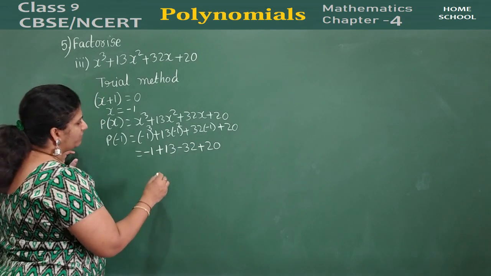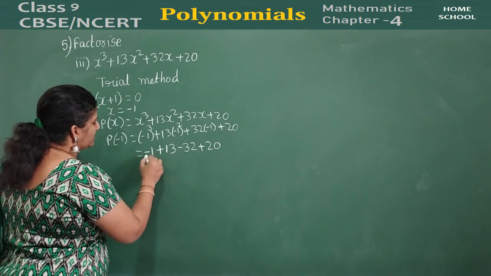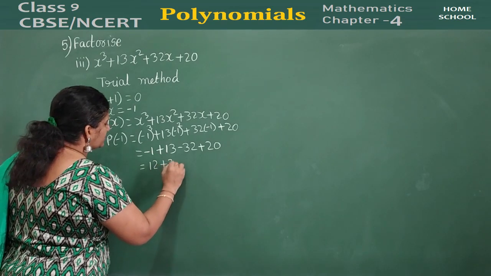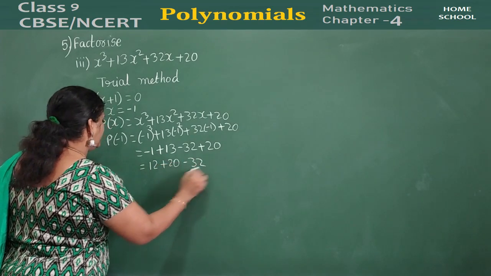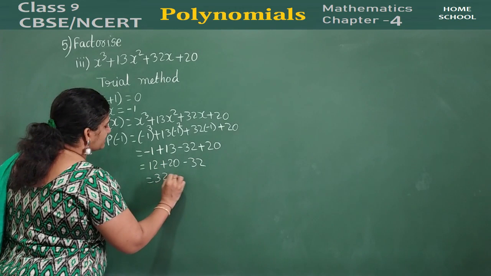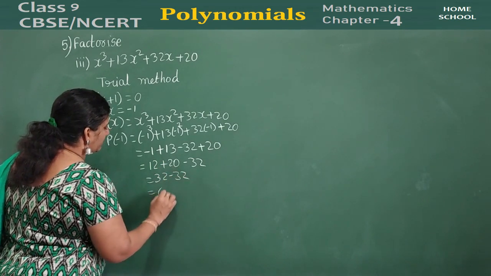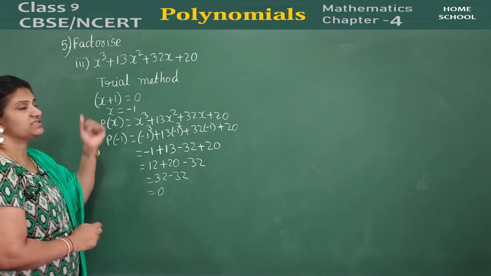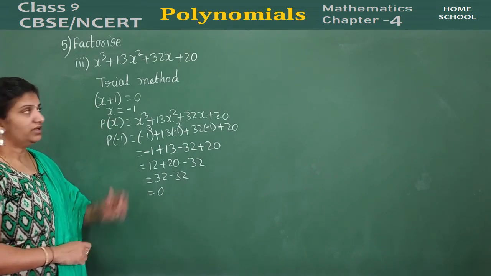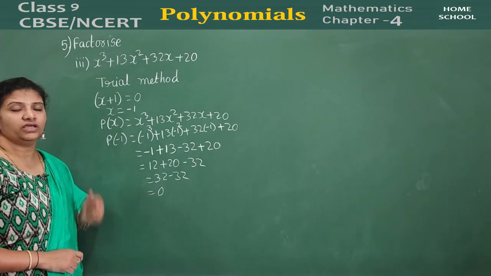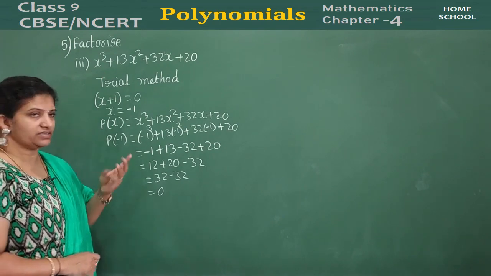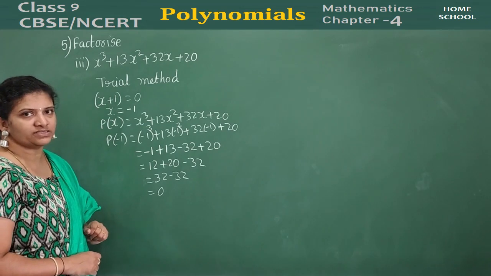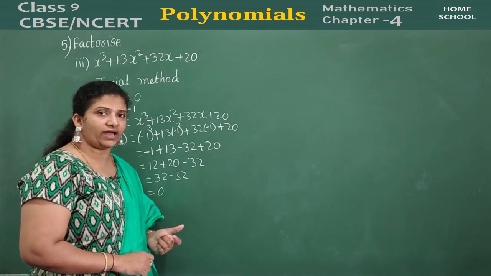Okay. Now, 13 minus 1 will be 12 and 12 plus 20 minus 32. I rewrite this as 32 minus 32. That will be 0. Yes, what you can say? X plus 1 is a factor. Cubic polynomial, no? It will be having 3 factors. One factor is x plus 1. What are the other 2 factors? How can we get other 2 factors?